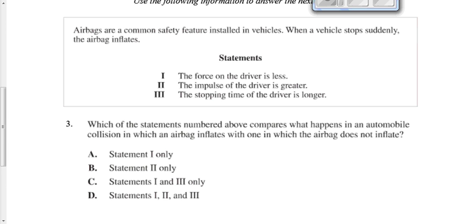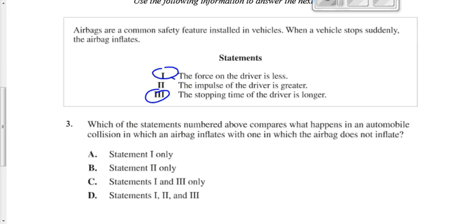Which of the statements numbered above compares what happens in an automobile collision in which an airbag inflates with one in which the airbag does not inflate? Okay, so the airbag inflates. What does that do? Does that change the force on the driver? Sure it does. That's the purpose of the airbag, right? It decreases the force on the driver. The impulse stays the same. Time goes up, force goes down.